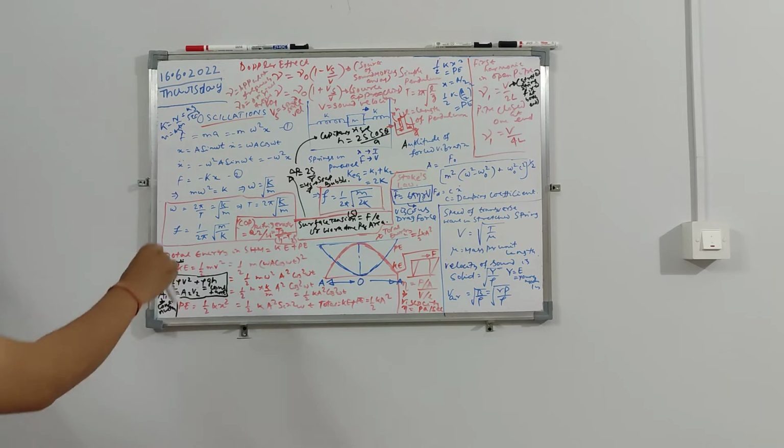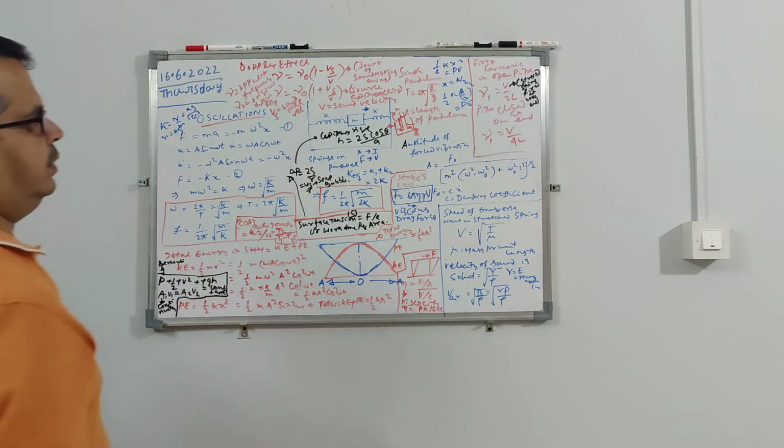So when something is coming closer to you, your apparent frequency will increase. Nu 0 is your original frequency.